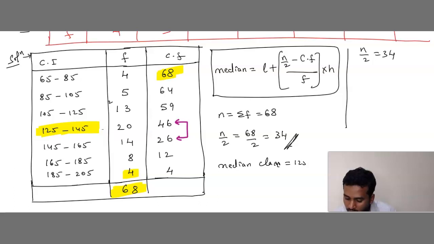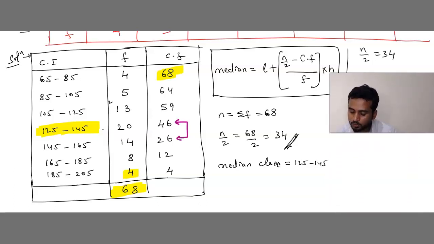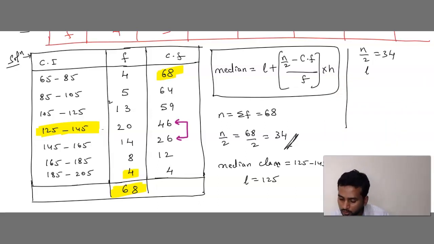That is 125 to 145. So what is the value of L? L is 125. So we got the value of L. After L, n by 2 leave it. Okay, L we have done.